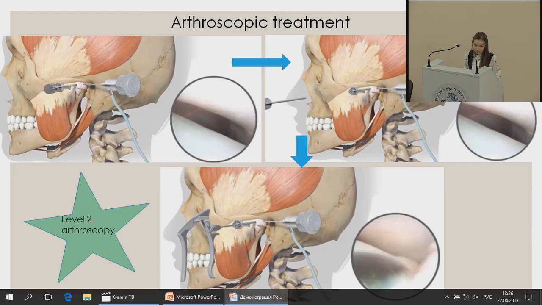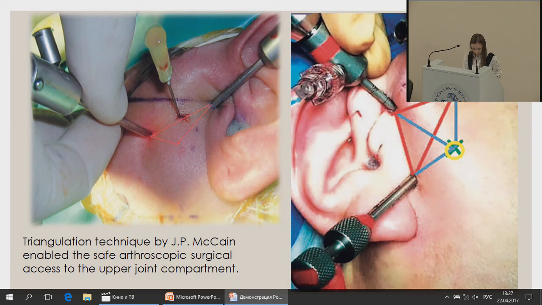So next, after diagnostic arthroscopy, we are moving to the arthroscopic treatment. Here is this illustration describing the technique of perforation in the second access point, in which the instrument for the surgery will be inserted. Triangulation technique by Joseph McCain is used for the arthroscopic treatments to enable safe arthroscopic surgical access because the ends of the instruments meet in the joint cavity, forming an angle.